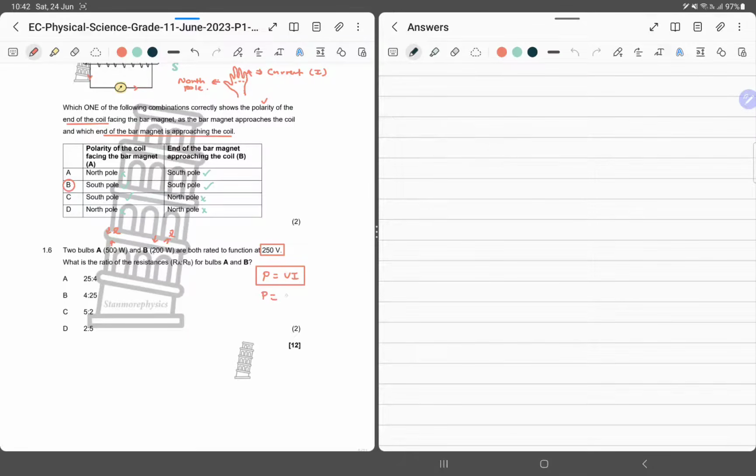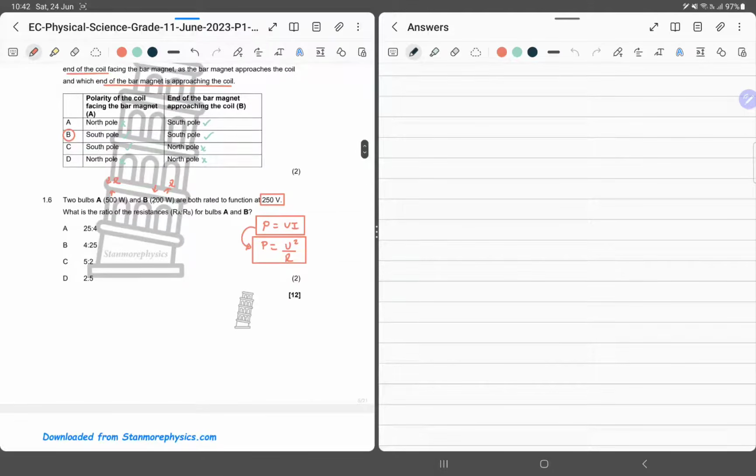But the most likely one in this case is going to be V squared over R. Still the same thing. Look, if the denominator is great, that one becomes less. If the denominator is small, that one becomes more. So even though you may adapt this to this one, you would still come to a similar effect. Okay, so please know what is going on in here. So we are saying now, what is the ratio of the resistance RA over RB.